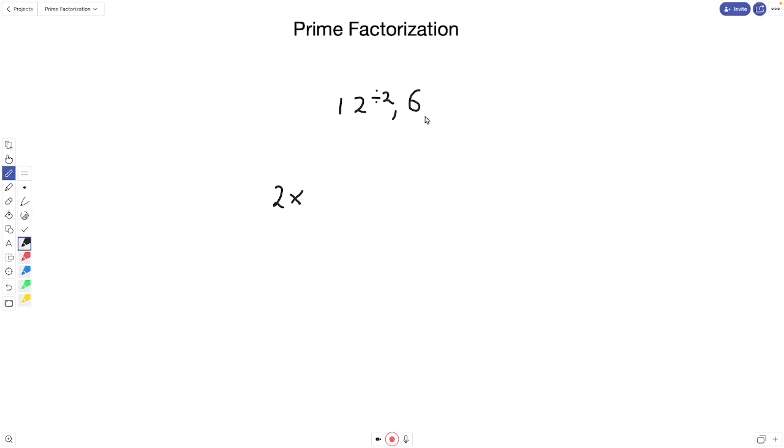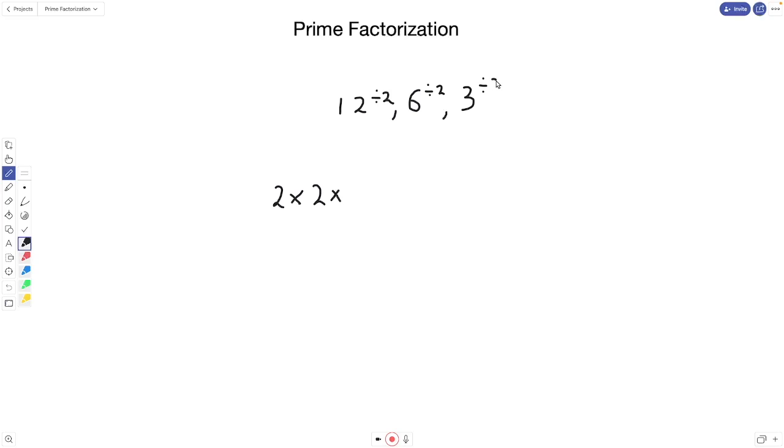And now we ask ourselves, what is the lowest number that goes into 6 besides 1? It's 2 again. So we divide 6 by 2. We write 2 with the multiplication sign next to it. And what is 6 divided by 2 now? It's going to give us 3. So what is the lowest number that goes into 3? Well, besides 1, it's 3 itself. 3 is the only number that can go into 3 besides 1.